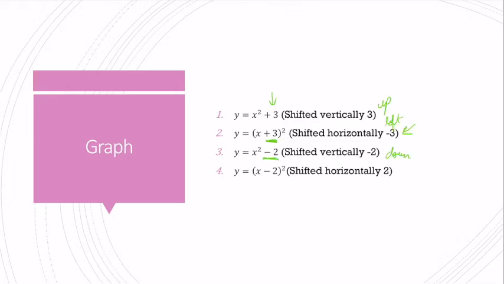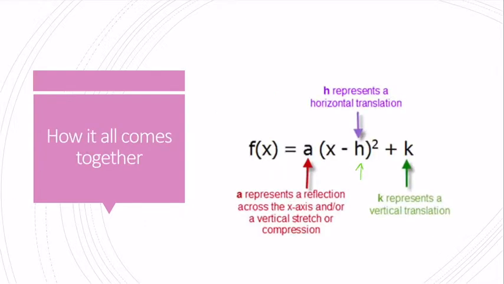So it's important for us to be able to look at these equations and see how our graph has been moved. So here's how it comes all together. H is our horizontal translation, right? K is our vertical translation, and A represents a reflection across the x-axis or a vertical stretch or compression. Remember, if A is negative, my parabola opens down. That means it's flipped, right? Instead of facing up, it opens down like so.